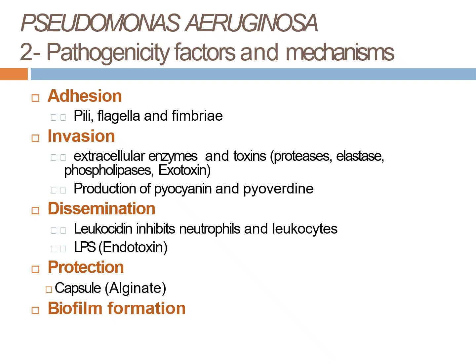To spread and survive, it produces leukocidin, which kills neutrophils, and its lipopolysaccharide or LPS acts as an endotoxin, triggering severe inflammatory responses like septic shock. Some strains also produce a capsule called alginate, especially in patients with cystic fibrosis. This capsule protects the bacterium from the immune system and antibiotics. Finally, it forms biofilms on medical devices like catheters, making infections very hard to treat.